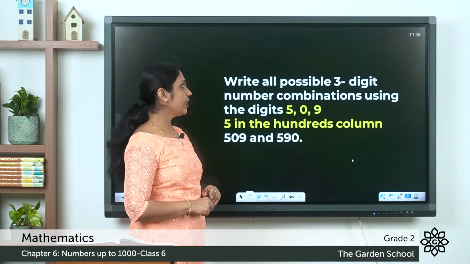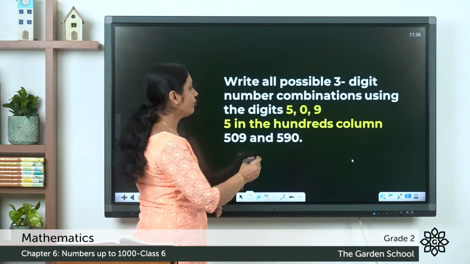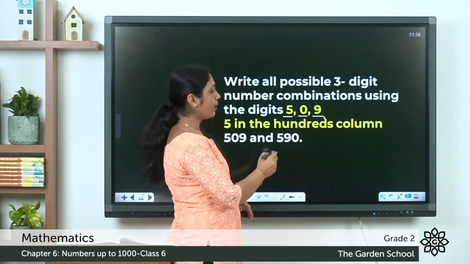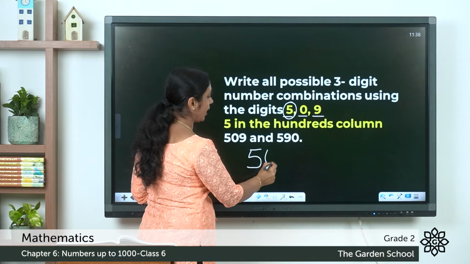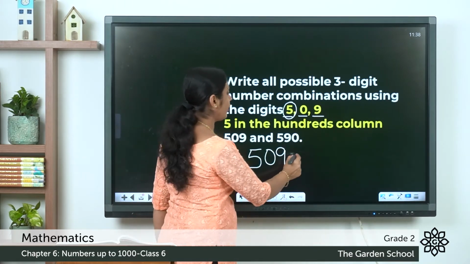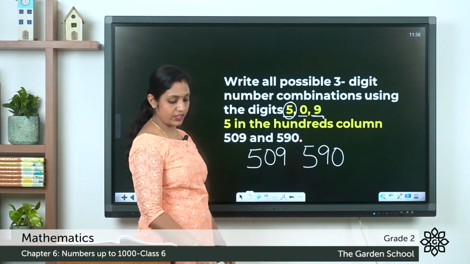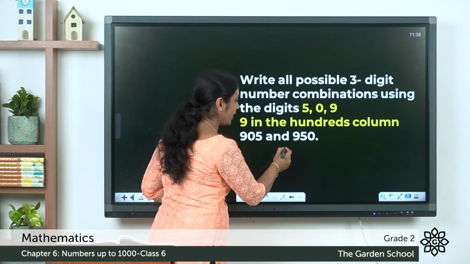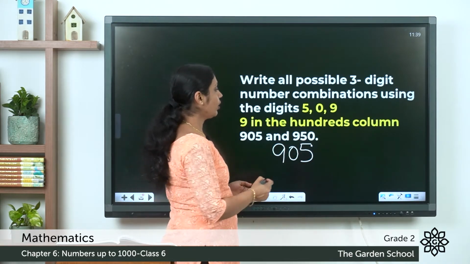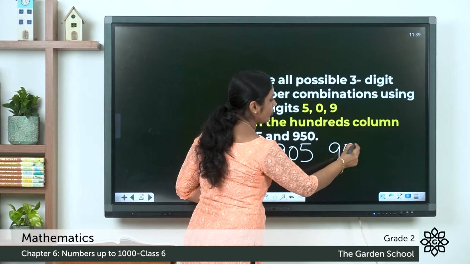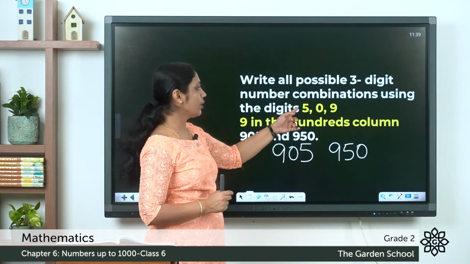Write all possible 3-digit number combinations using the digits 509. So we have 509. Let's take the number 5 in the hundreds place. When we take 5 in the hundreds place, we can write 509. We can also write 590. Next, let's take the number 9 in the hundreds place. When we take 9 in the hundreds place, we can write it as 905. So we get the number 905. We can also write 950.